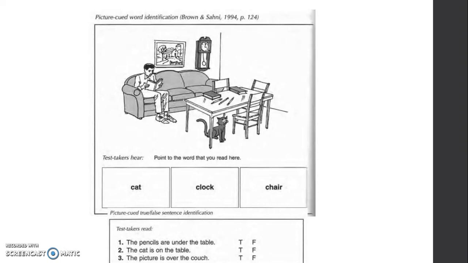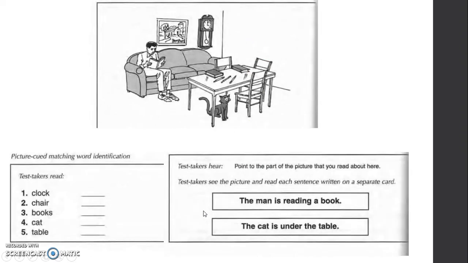Or here, the examples at the bottom. The test takers read, the pencils are under the table. False, because the pencils are on the table. The cat's on the table. False, it's under the table. The picture is over the couch. True. And that one's a little bit more advanced, but same kind of concept.